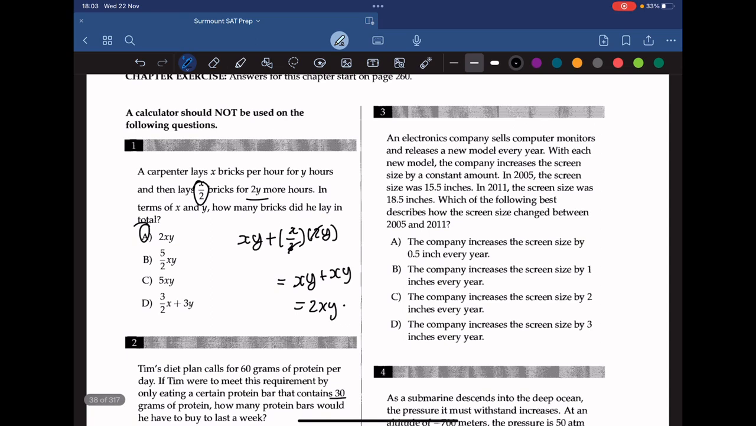An electronics company sells computer monitors and releases a new model every year. With each new model, the company increases the screen size by a constant amount. In 2005, the screen size was 15.5 inches. In 2011, the screen size was 18.5 inches. Which of the following best describes how the screen size changed between 2005 and 2011? So 2005 to 2011, that's over 6 years. And the screen size had changed by a total of 3 inches. So that is 3 divided by 6, which would give us 0.5 inches per year. So the answer should be A.